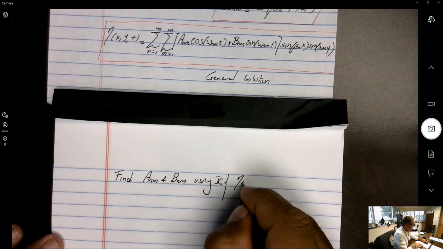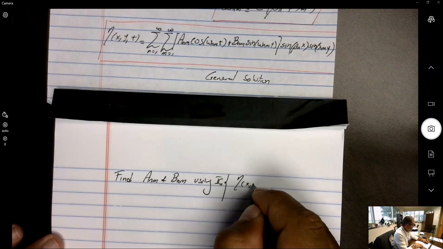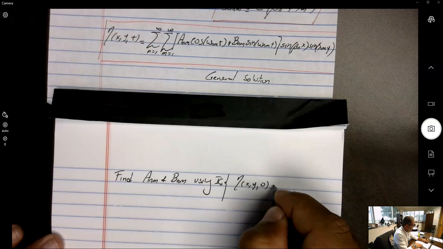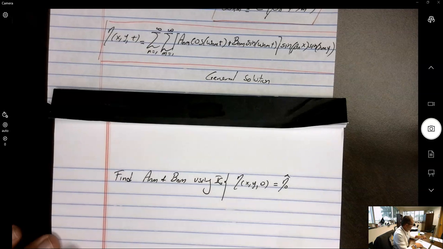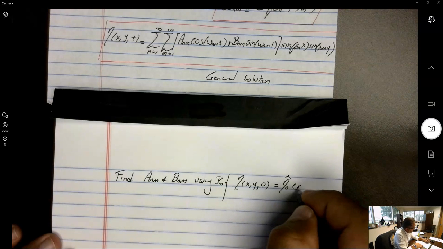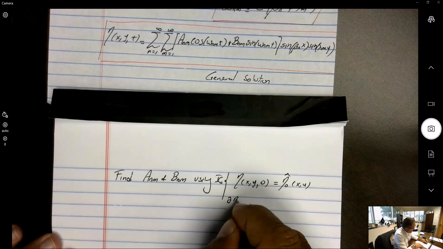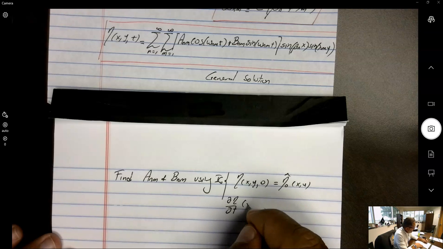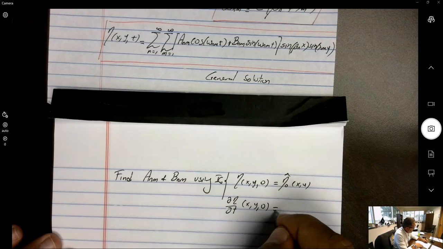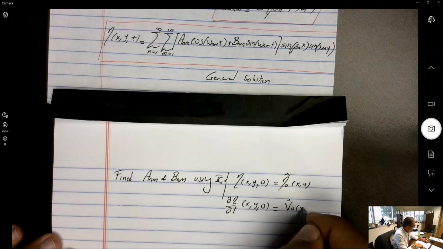One says that the deformation displacement at time equals 0 is some eta_0, is that what we call it? Yes, eta_0 of x and y. And the other one is the speed at which the initial deformation takes place, some v_0 of x and y.